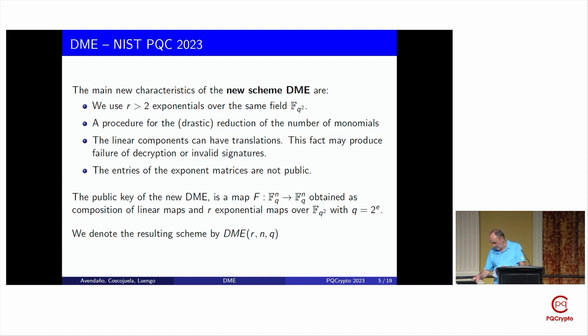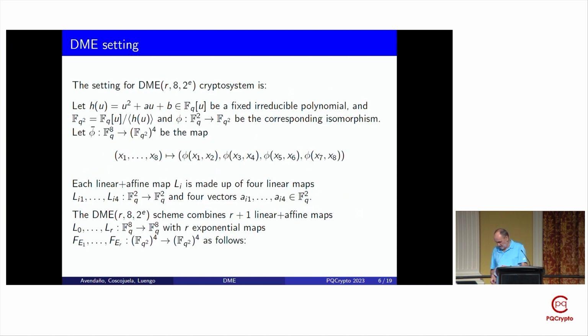With this setting, as I say, now the public key will be a map from FQ to the N to FQ to the N, and Q is a power of 2, and we denote these parameters like that: R and Q. R is the number of exponentials, which we will call the number of rounds. We will see why immediately. And N is the number of variables. In fact, I just give a brief description in the case N equal 8. That is what we are using in our NIST proposal.